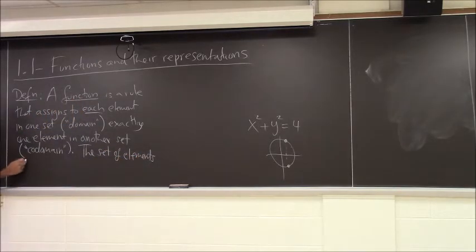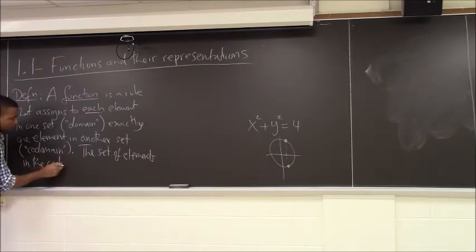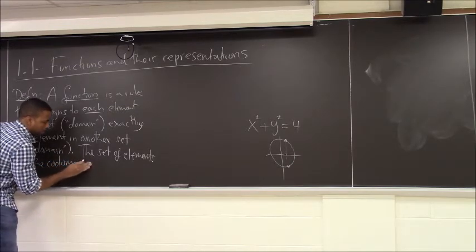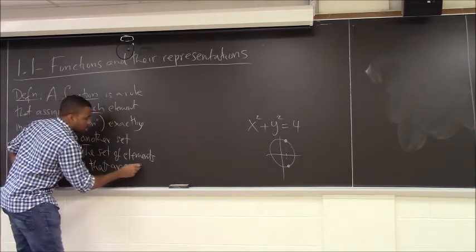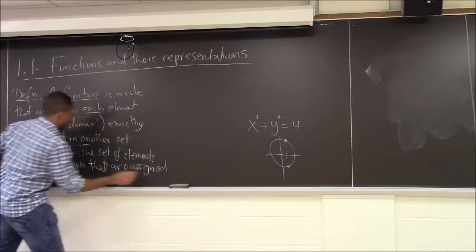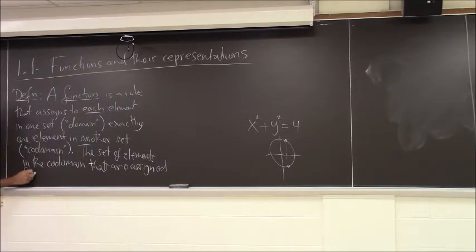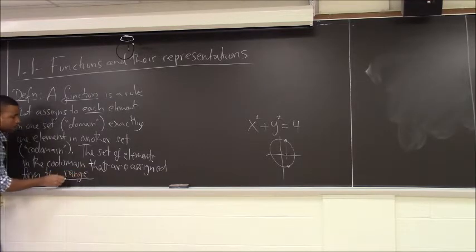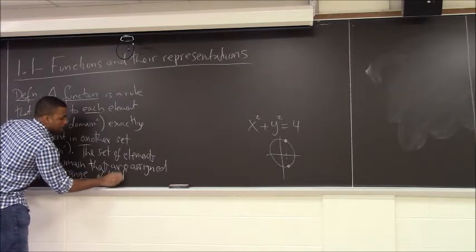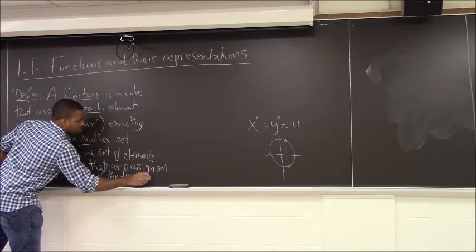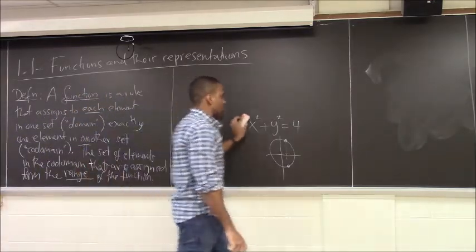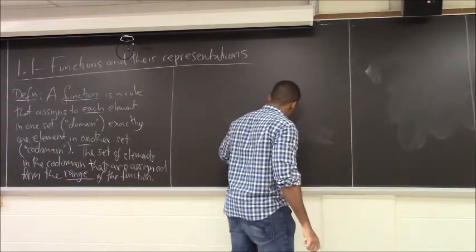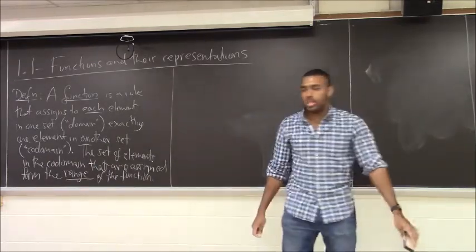The set of elements in the codomain that are assigned form another set that we call the range of the function. So that's a function, a relationship between two groups of things that has that particular criteria. Every single element in one group is assigned exactly one element in the other group.